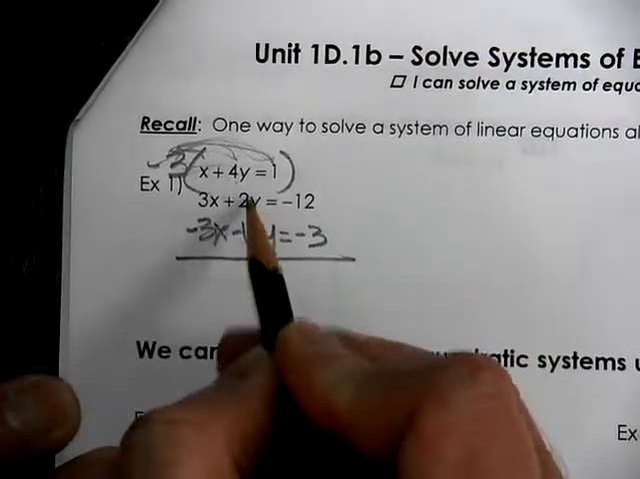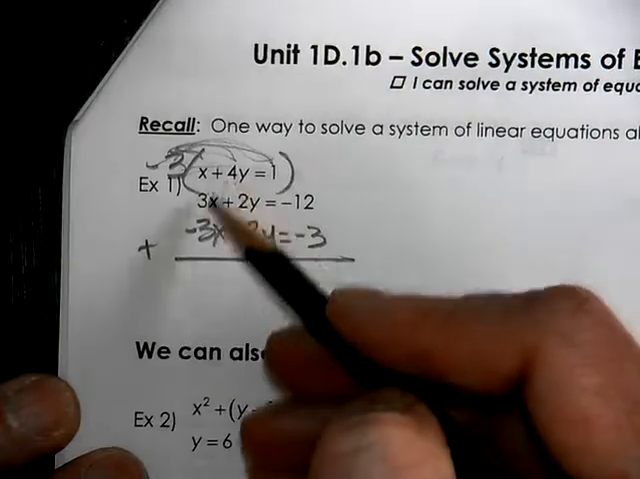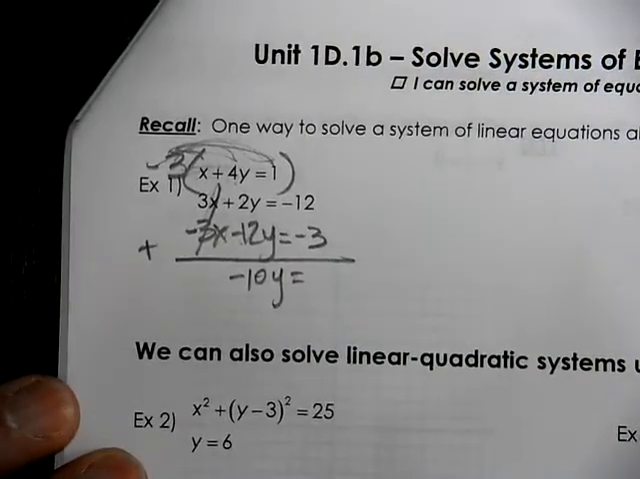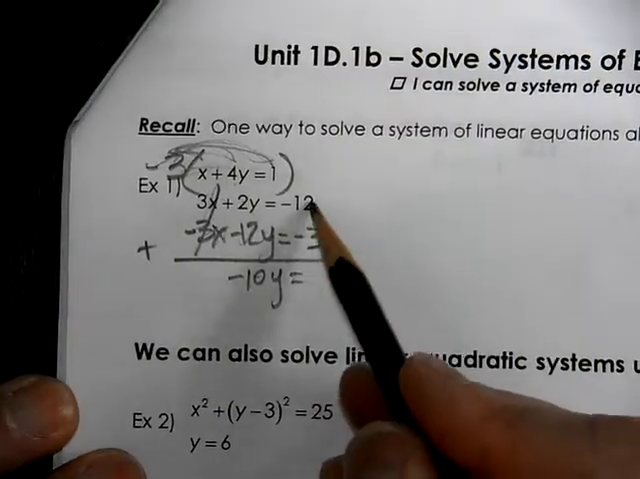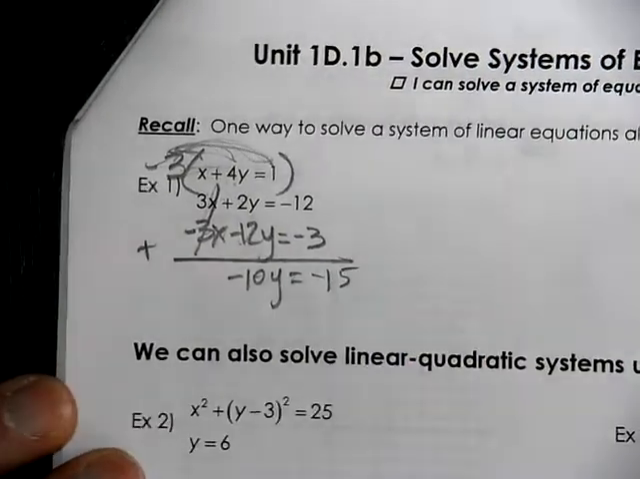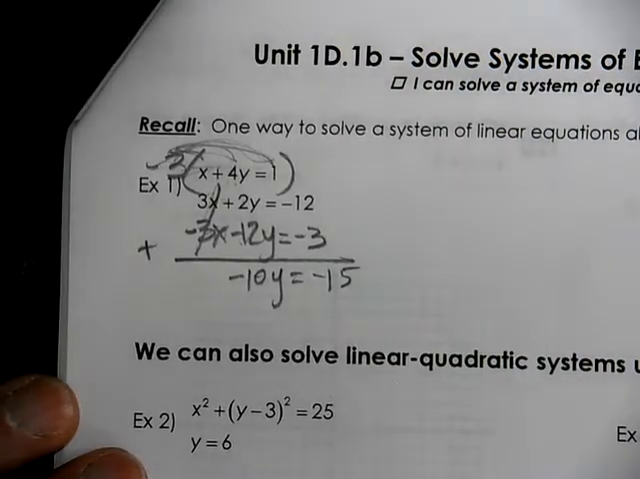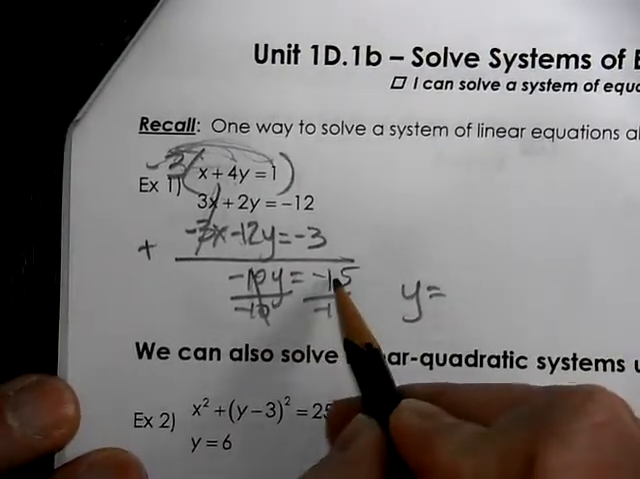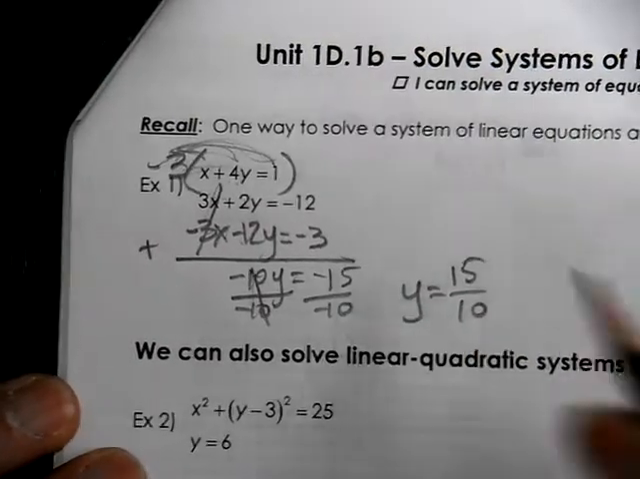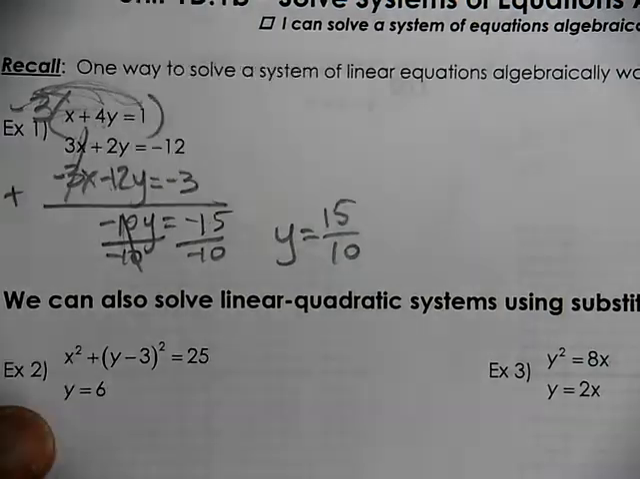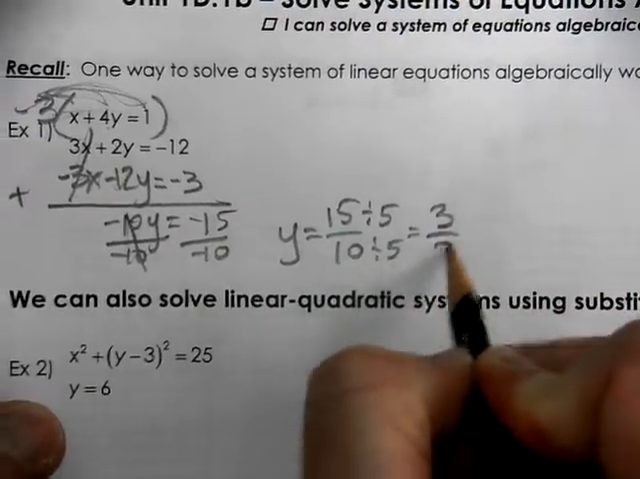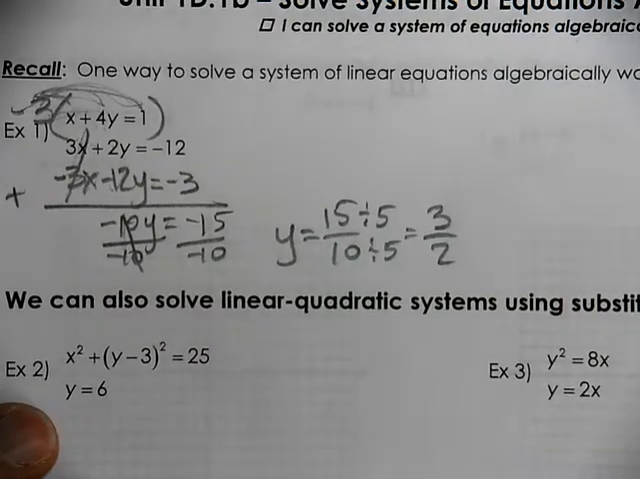But we're going to add these two equations together now. By adding the x's together, they completely cross off, and I'm left with -10y. And -12 minus 3 is -15. So to get my y by itself, I divide by -10. So I have a positive 15 over a positive 10, because a negative over a negative is a positive. I can reduce these by 5, and I get 3 halves. That's a little scary. We're getting fractions? But yeah, I guess you're getting fractions.